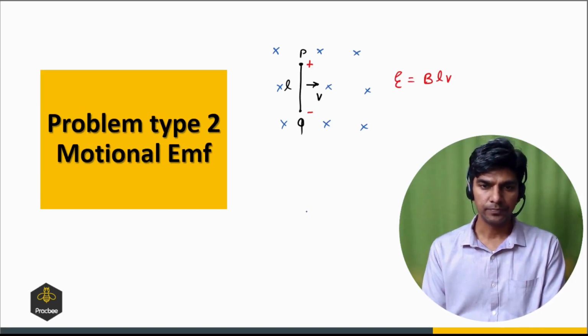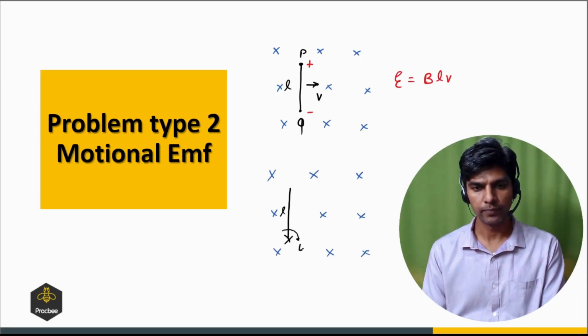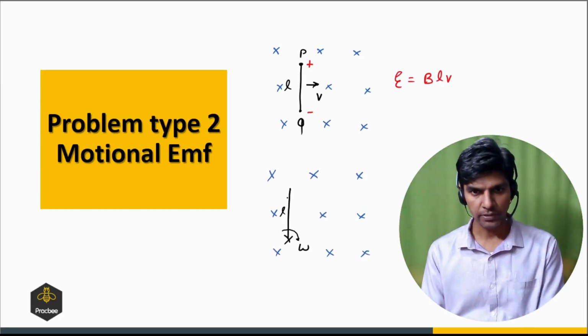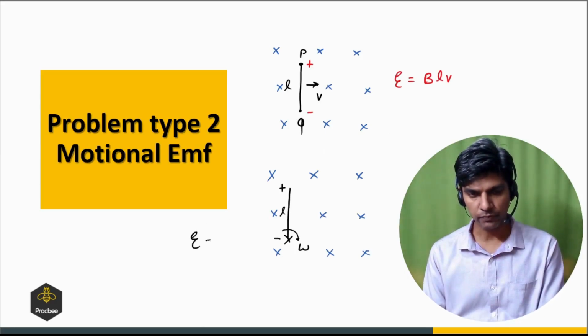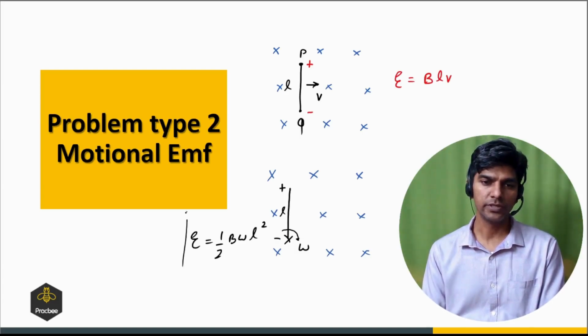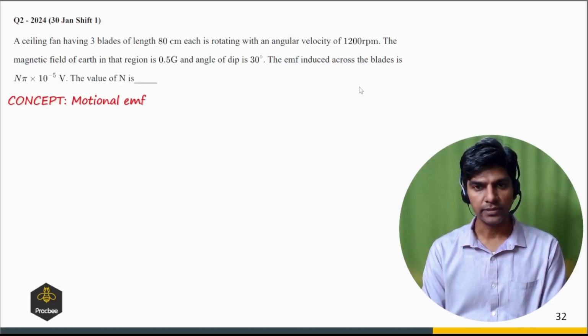But if we have given a conductor which is rotating, let us say this case. There is a conductor of length L which is rotating with an angular velocity omega. So in this case, this end will be at high potential and this will be at low potential, and the induced EMF will be half B omega L square. Okay, so we're going to use these two formulas, and this is known as motional EMF. Now let us see some of the illustration.